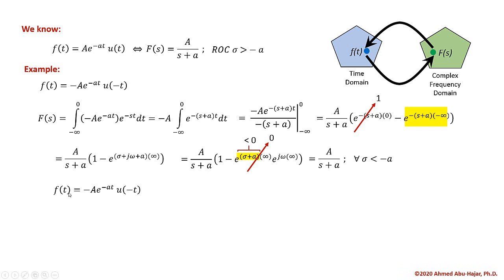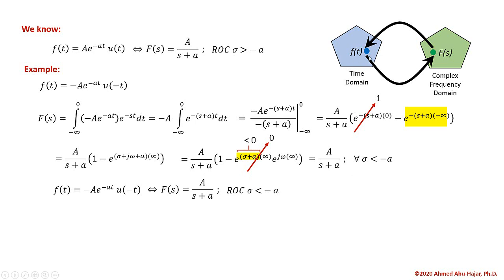So then what we do, we say that f of t equals minus a times e to the minus at u of minus t. Its transform, F of s, will be a over s plus a. It's the same function as before. The only difference is the region of convergence, which is going to be different. So those two functions have the same transform, but the regions of convergence are different, and that's what distinguishes them.